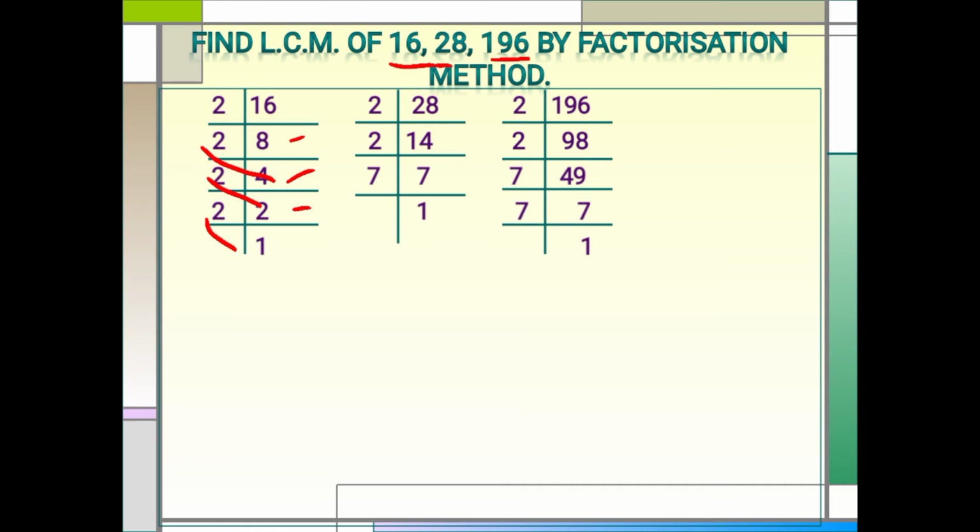Next you have 28, and as you know 28 can also be divided by 2, so we will always start from the least prime number. So we will start from 2, so 2 into 14 is 28, and then you have 14, and you know 14 can be divided by 2, so 2 into 7 is 14, and the last 7 can be divided by 7 only, so 7 into 1 is 7.